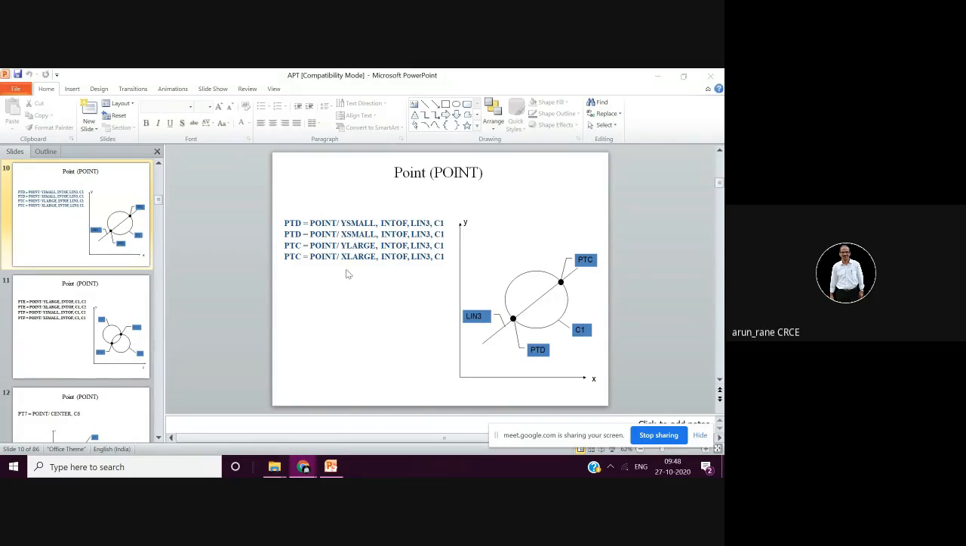Before you describe point C and point D by this method, you should have defined line 3 and you should have defined C1 before this, not after this. You should have defined the line and the circle before this. Otherwise it will give an error, because the moment it reads that point D is the intersection of line 3 and C1, it will say line 3 not defined, and circle C1 not defined. So that rule you have to follow.